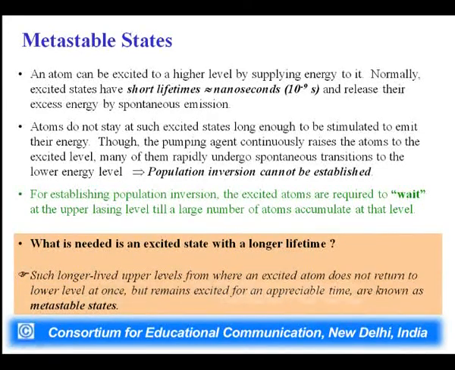For establishing population inversion, the excited atoms are required to wait at the upper level. So, the lifetime of that level should be more as compared to the other level, so that the electron can relax at that level more as compared to the other level. Then what is the need for an excited state with a longer lifetime? Such longer-lived upper levels, from where an excited atom does not return to the lower level at once, but remains excited for an appreciable time, are known as the metastable states.